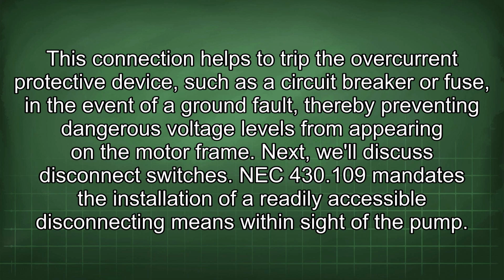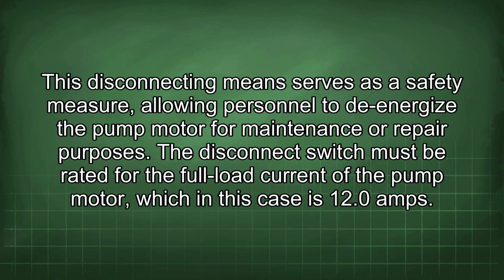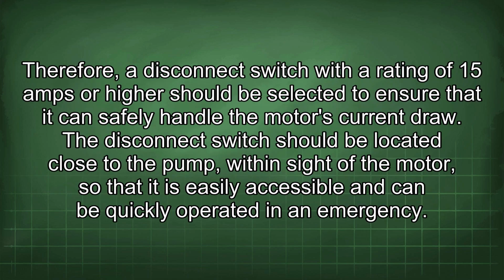Next, we'll discuss disconnect switches. NEC 430.109 mandates the installation of a readily accessible disconnecting means within sight of the pump. This disconnecting means serves as a safety measure, allowing personnel to de-energize the pump motor for maintenance or repair purposes. The disconnect switch must be rated for the full load current of the pump motor, which in this case is 12.0 amps. Therefore, a disconnect switch with a rating of 15 amps or higher should be selected to ensure that it can safely handle the motor's current draw.